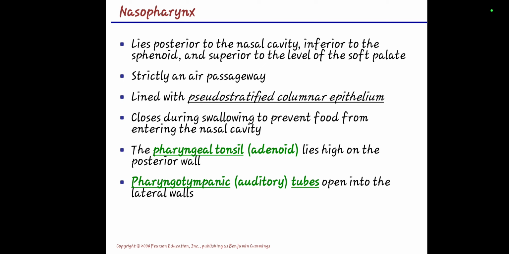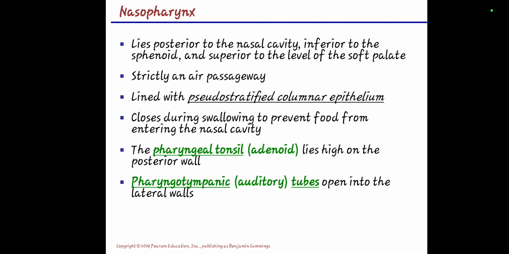The membrane that lines the nasopharynx is called pseudostratified columnar epithelium. That's why it's called epithelium, because it is a mucous membrane, a soft lining membrane. It closes during swallowing to prevent food from entering the nasal cavity. So that lining is like a wall. It usually closes when we are swallowing or chewing food, to prevent the food from entering the nasal cavity.